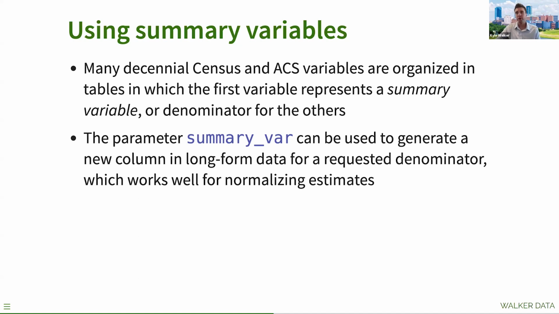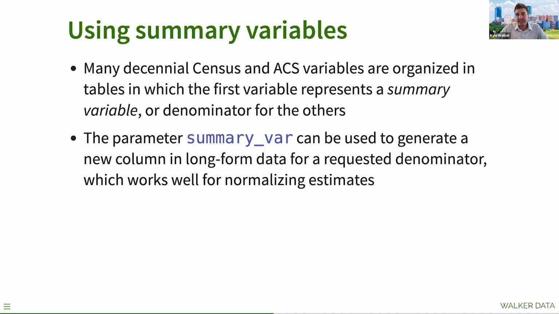Now, I mentioned the demographic profile that has a bunch of pre-computed variables like percentages and tabulated counts. That's great, but sometimes you're going to need a custom tabulation that does not exist in the demographic profile. In many cases, you're going to need a rate, a ratio, a percentage. That's really common. To get that, you need to pull some data down as a numerator and then know an appropriate denominator.